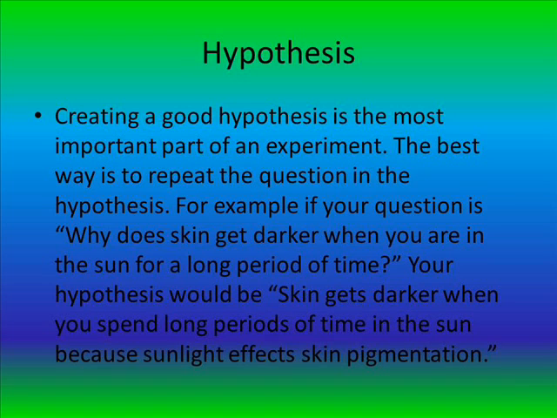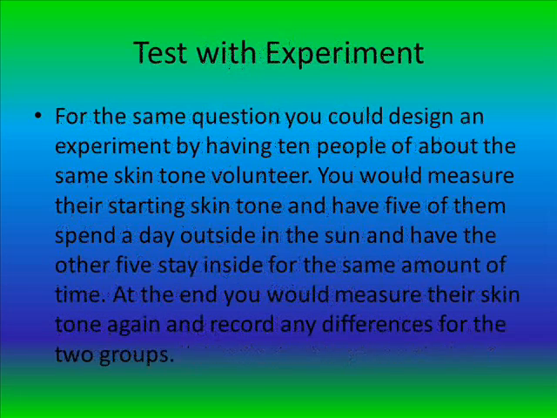Hypothesis. Creating a good hypothesis is the most important part of an experiment. The best way is to repeat the question in the hypothesis. For example, if your question is, why does skin get darker when you are in the sun for a long period of time? Your hypothesis would be, skin gets darker when you spend long periods of time in the sun because sunlight affects skin pigmentation.